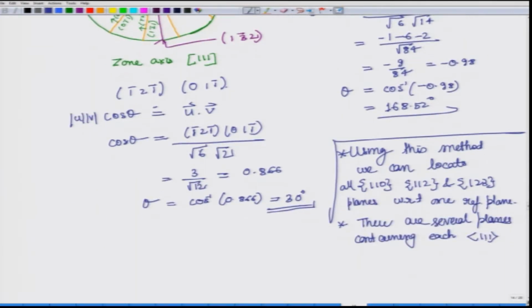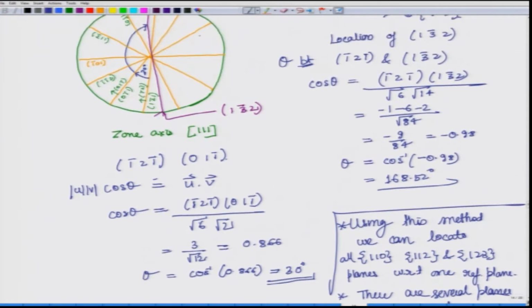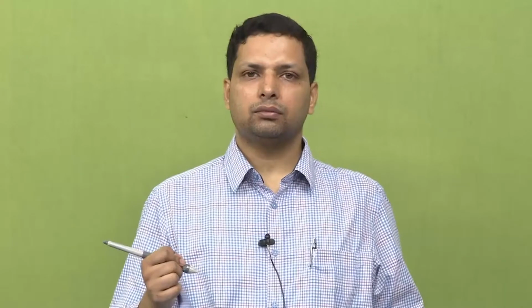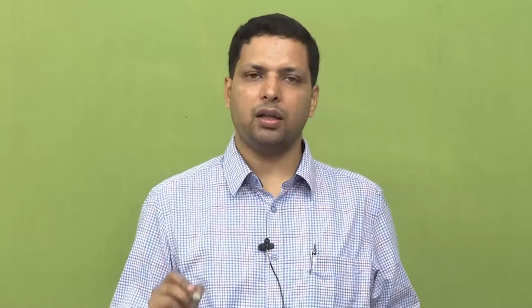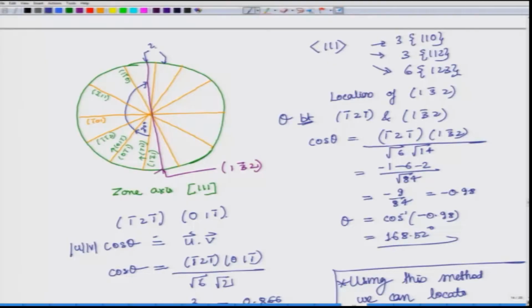And how do we make sure that the planes that we are drawing actually contain the 111 axis? Then again we use the simple old rule of dot product. If the dot product is 0, we know that it will lie on that particular plane, that particular plane will contain that particular 111. And we are also given the information that we have to have 3 110 and 3 112 and 6 123. So, that will also make your task easier.